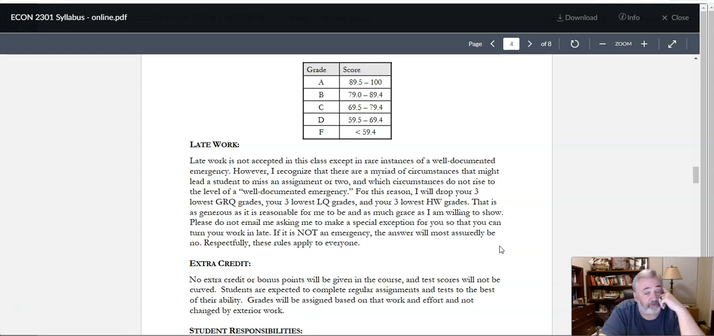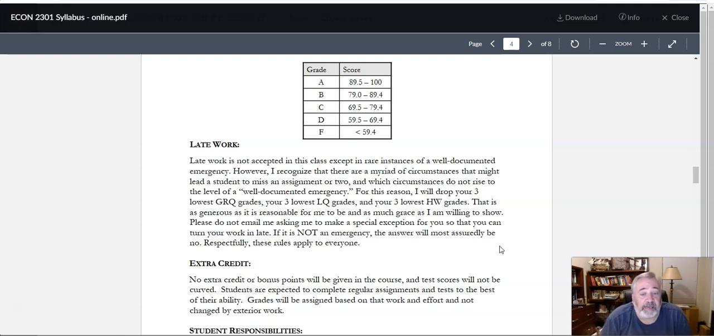Then we can work with you. But other than that, I generally do not allow late work at all. But I will drop your 3 lowest GRQ grades, your 3 lowest lecture quiz grades, and your 3 lowest homework grades. 9 different grades I'm going to drop. Okay? There's about 20 of each of those. So it's not like there's plenty left.